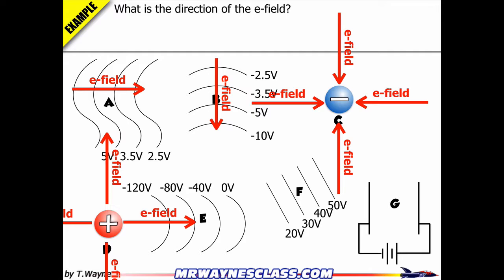For E, I've got a potential going from 0 to negative 20. Negative 20 is lower than 0, so it's going from right to left. And for F, 20 is a lower potential than 50, so it's going to go to the lower left.